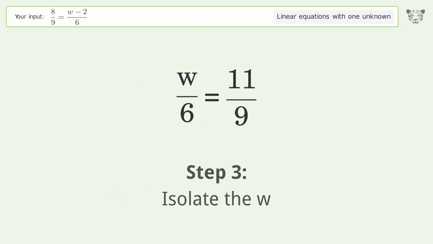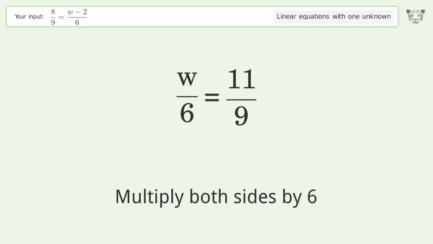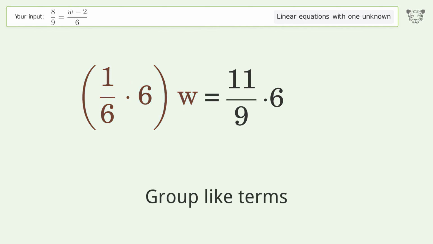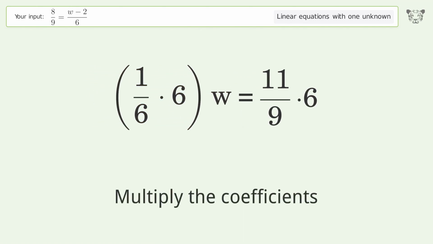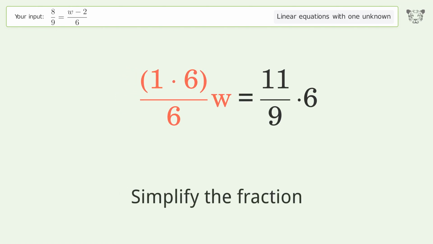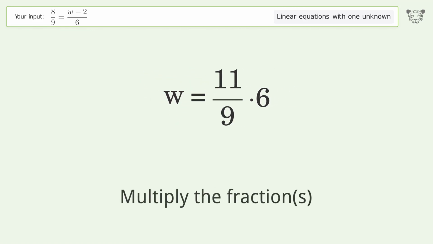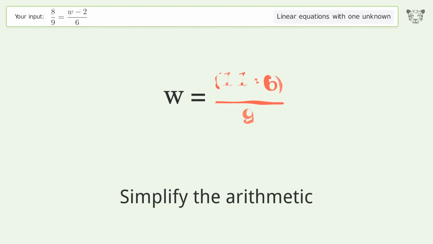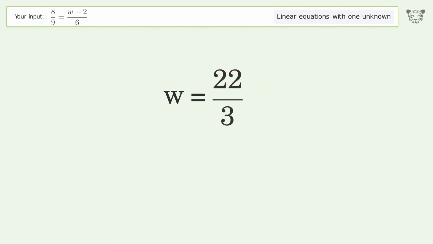Isolate the w. Multiply both sides by 6. Group like terms. Multiply the coefficients. Simplify the fraction. Multiply the fractions. Simplify the arithmetic. And so the final result is w equals 22/3.